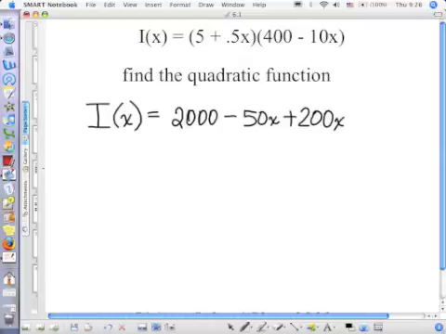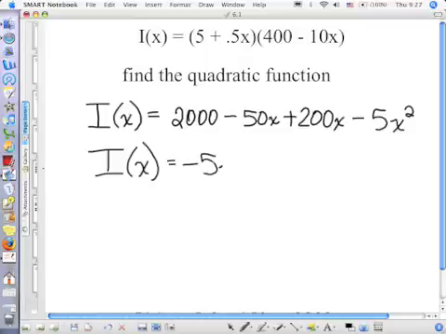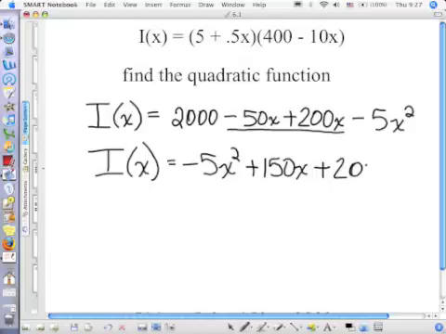Last times last, negative 5x squared. Now, in the function, what term goes first? Your x squared term. So let's rearrange. My function is this: negative 5x squared, put this together, plus 150x plus 2,000.